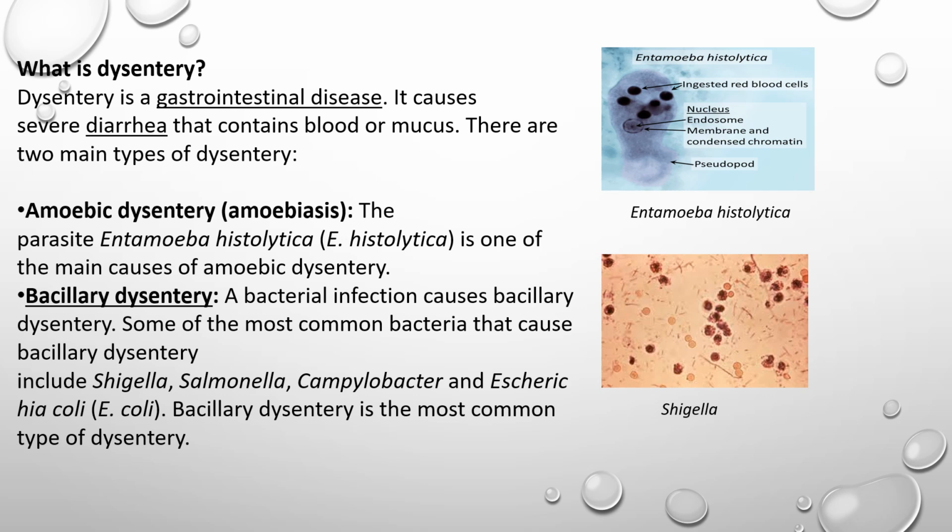And the second one, bacillary dysentery, is caused by bacteria. Most commonly observed, the causative organism is Shigella, and the others are E. coli, or Salmonella, or Campylobacter, which are also some of the reasons for bacillary dysentery. And it is also one of the most common types of dysentery which has been observed. These are the two pictures you can see, the two microorganisms for amoebiasis and bacillary dysentery.